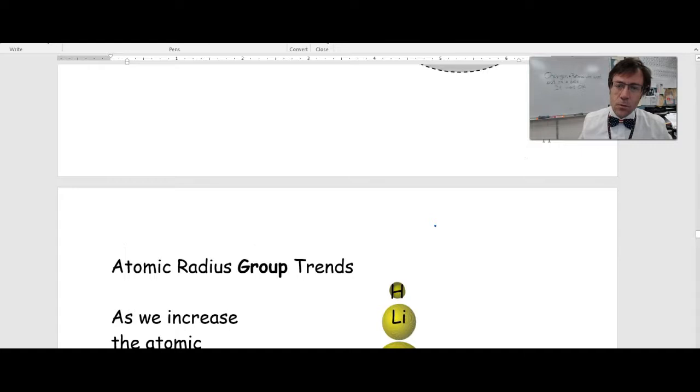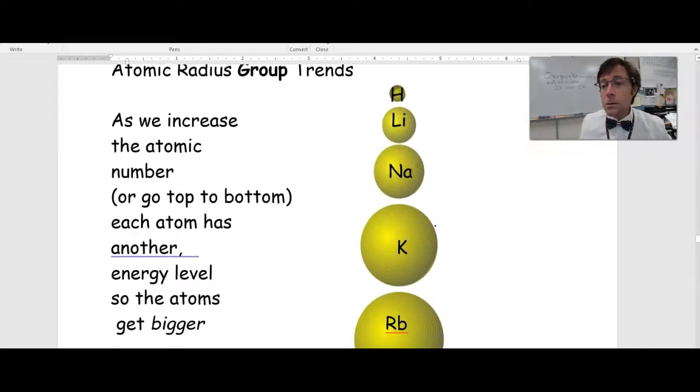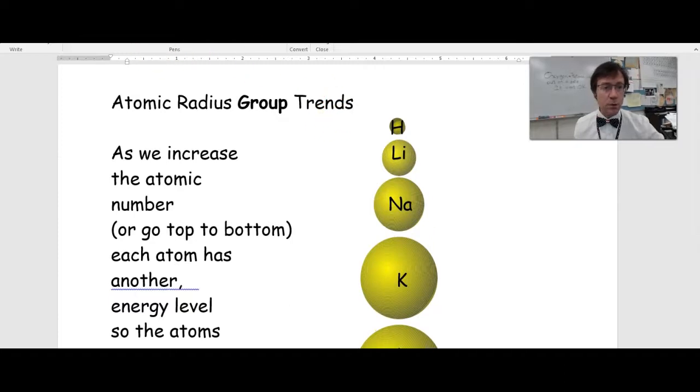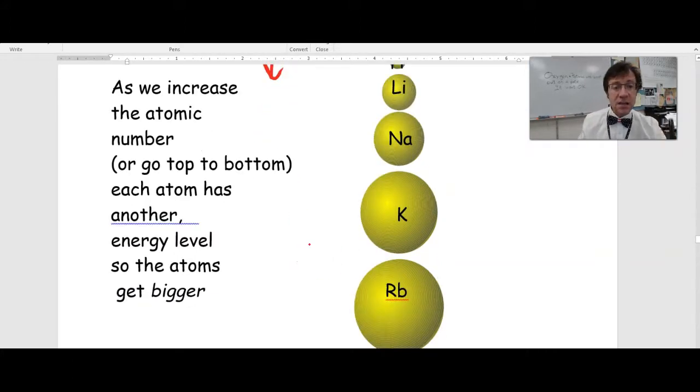So what happens in a group? Well, here are the group trends. Now remember, group is our vocab word, our group or our family. That's our up and down. So as we increase the atomic number, now this is the thing, the way that we're going to determine whether we're going up, down, left, right is almost always going to be based on atomic number, because that's how we identify the elements. So as we increase the atomic number, in other words, heading from top to bottom, each atom has another energy level. So the atoms get bigger.